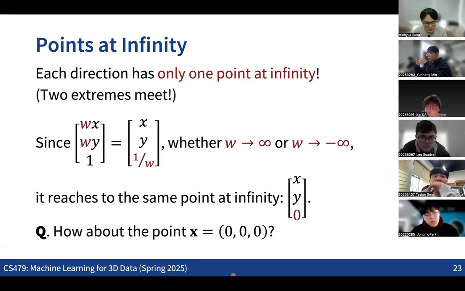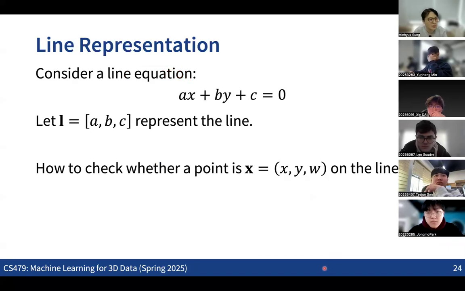So there are some interesting characteristics of the projective space. And to see some more interesting things, let's first see how we represent lines in the space. In two-dimensional space, we can consider the line equation ax + by + c = 0. We basically take these three numbers as the parameters for the line. So now let's say this (a, b, c) represents a single line.